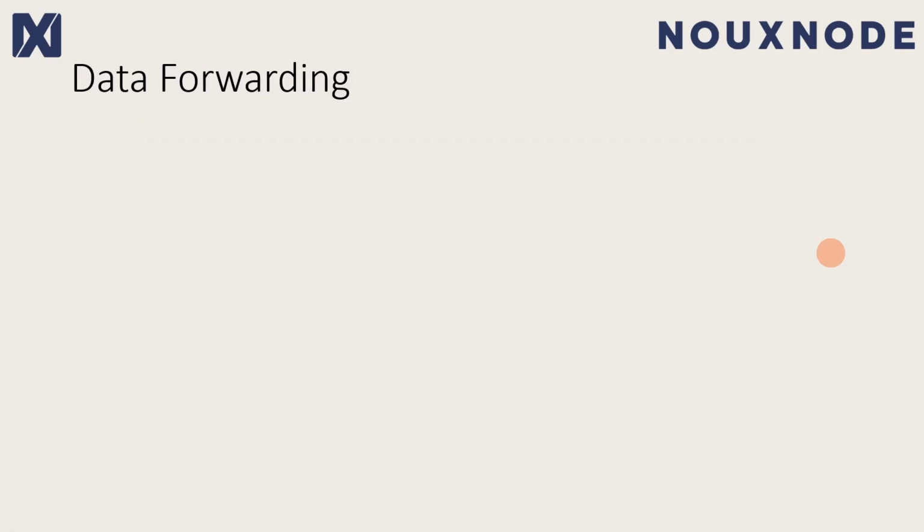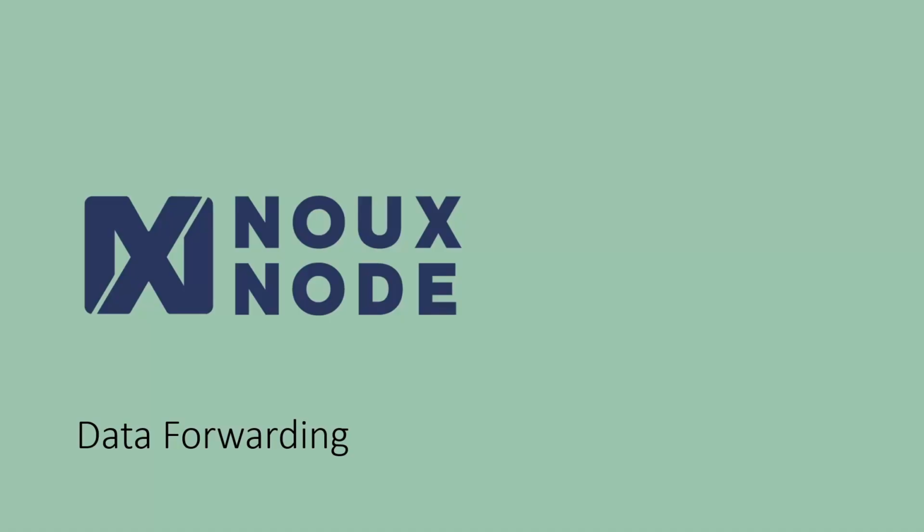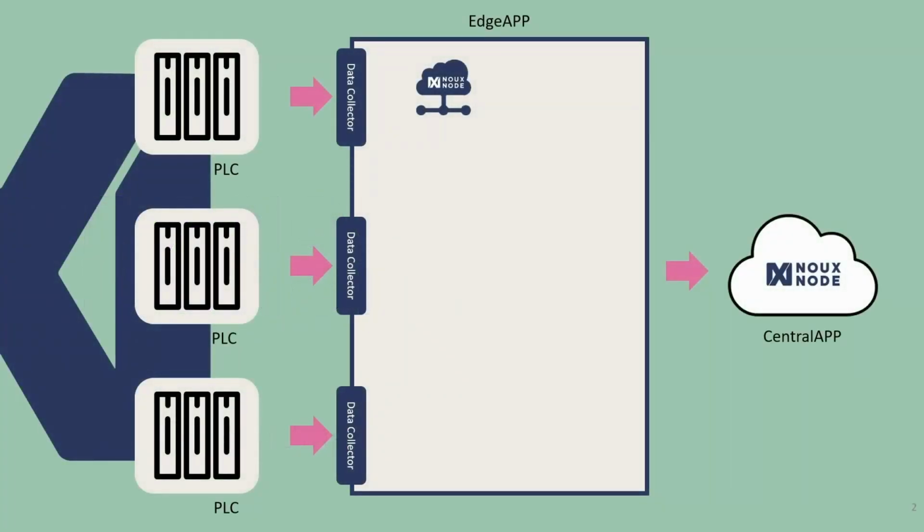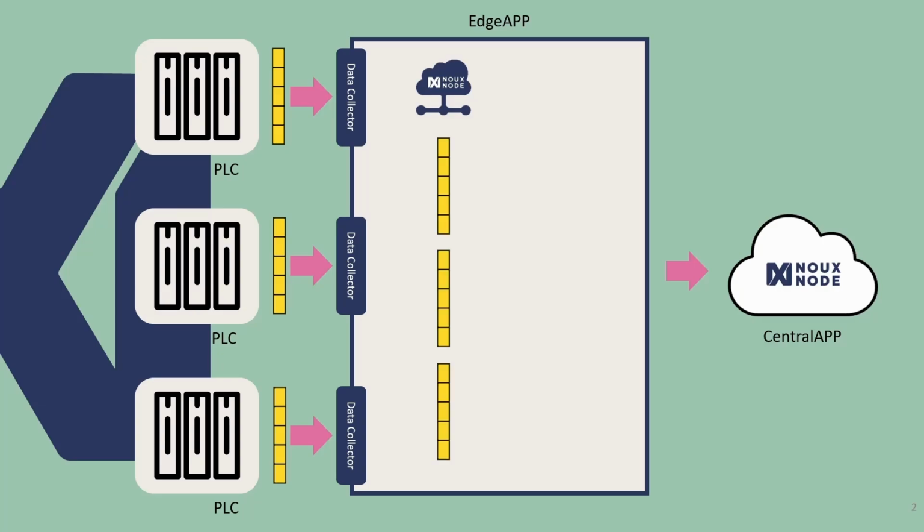Data forwarding. Now what is this about? A couple of words about data forwarding. This is the basic setup of NouxNode. On the left side we have PLCs that act as data source devices, then we have our edge application on some edge device, and then we have the central application that has the databases. There are some variables, some data on the PLCs that we want to collect, so we can set up a data collector and have that data. And currently we are pushing the data as is to the central application and to the databases.